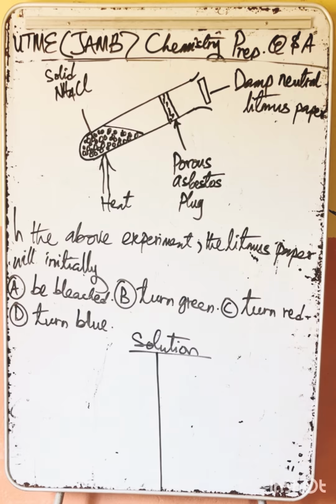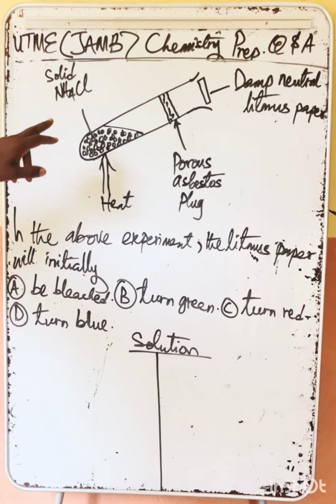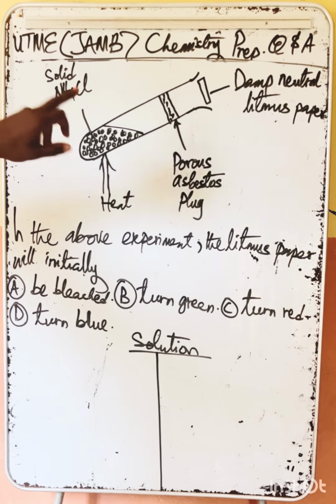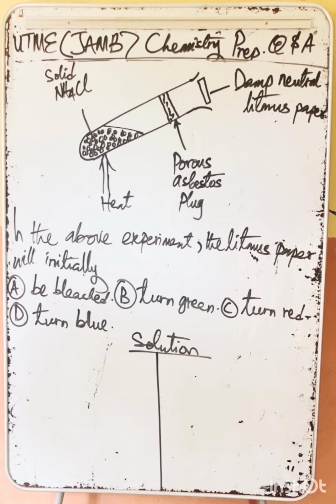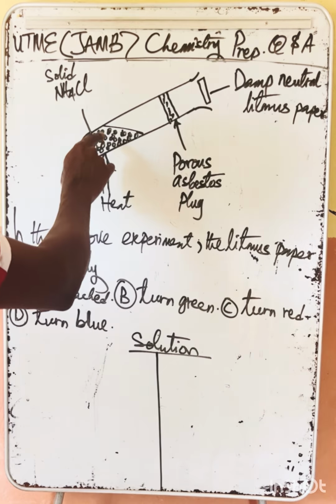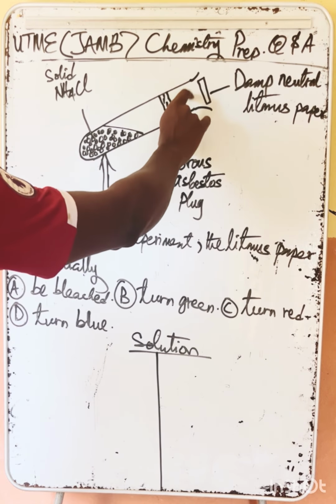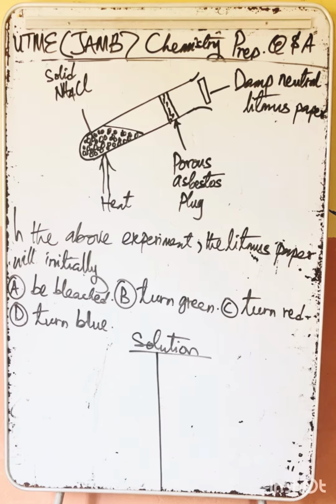After that, we are to know what gases will be formed out of the heating process, and out of the two gases, which one of them is lighter, because it will take the lighter gas to move fastest and reach the damp neutral litmus paper. Why? Because that is what Graham's law of diffusion tells us, that the rate of diffusion of a gas is inversely proportional to the square root of its relative molecular mass. In clear terms, it means the lighter gas out of the two will reach the litmus paper first.